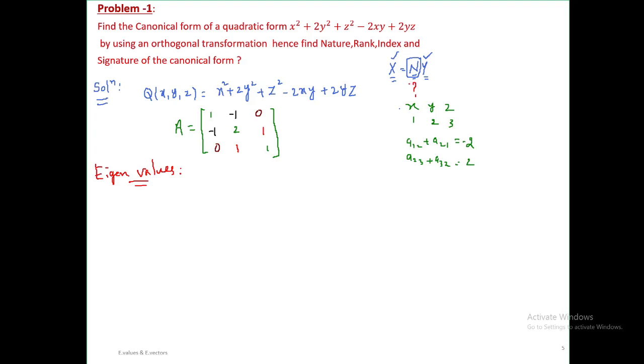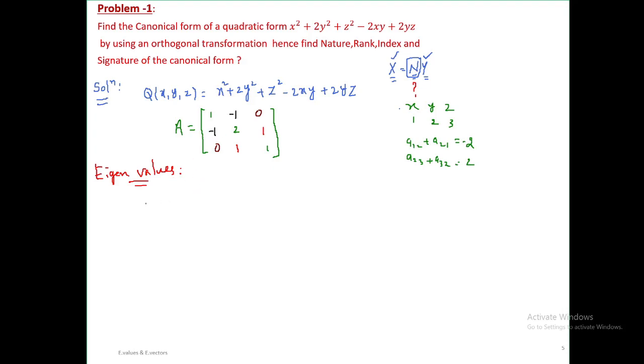Why? Because what is meant by an orthogonal transformation? It should preserve the length of the vectors and the angles between the vectors. Such kind of orthogonal matrix only you have to take, and it will change problem to problem. For this particular problem, one orthogonal matrix exists. If you change these coefficients, another orthogonal matrix exists. So the orthogonal matrix is not unique. How to find such an orthogonal matrix? First, let us know the eigenvalues of this matrix.